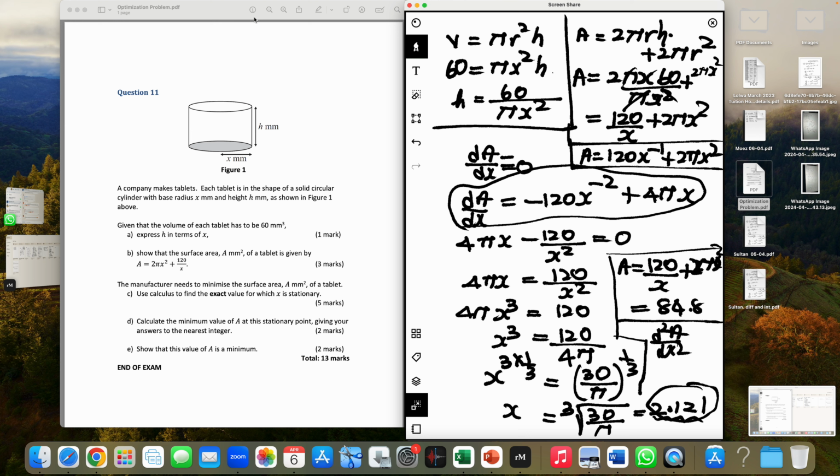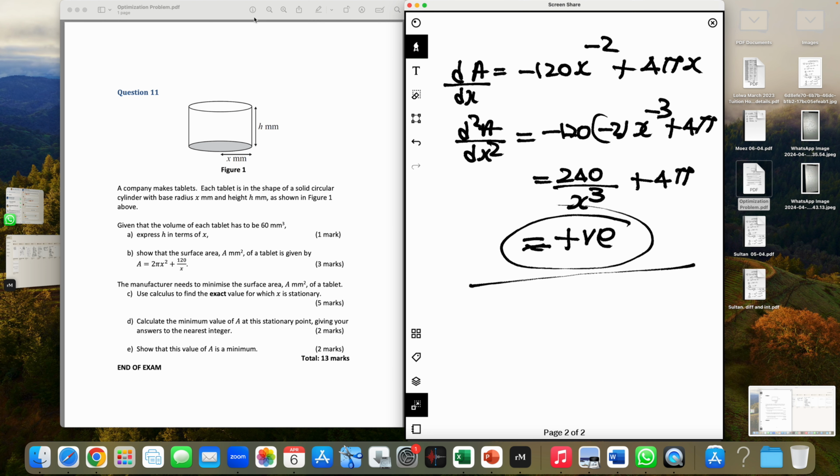Okay, I rearrange a little to simplify: A equals 120 x to the power of minus 1 plus 2 pi x squared. Now dA by dx is equal to 0: minus 120 x to the power of minus 2, which is minus 120 over x squared, plus, if I differentiate, 4 pi x. Why did I put dA by dx equal to 0? Because it is a stationary point, where the gradient is always 0. You see, at this stationary point, the gradient of this line is always 0.